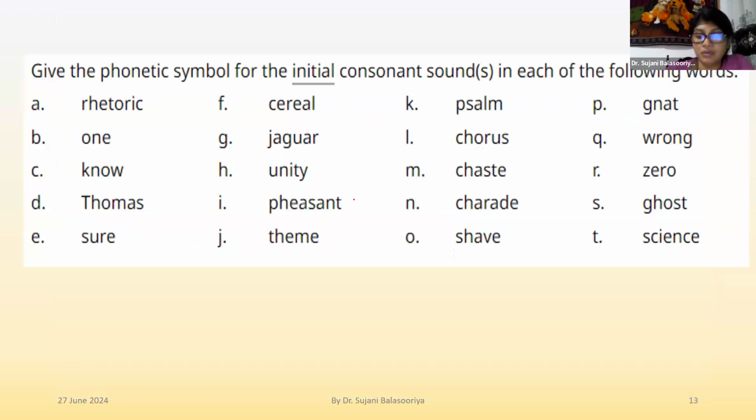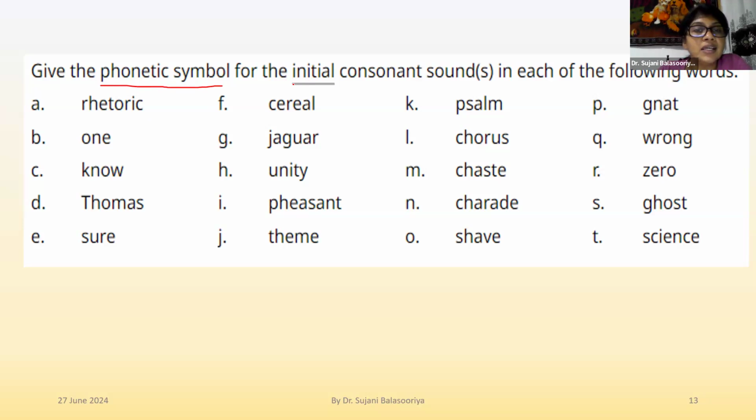Okay. Then we have come to the end of our discussion on consonants. Before we move on to the next one, you have a very small work. Please do not expect this sort of question in your paper, but it will be useful as a practice work. You need to give the phonetic symbol for the initial consonant sound in each of the following words. There are so many words there, but don't bother with all the sounds of these words. You need to give the phonetic symbol for the first consonant sound. Understand the instruction clearly.